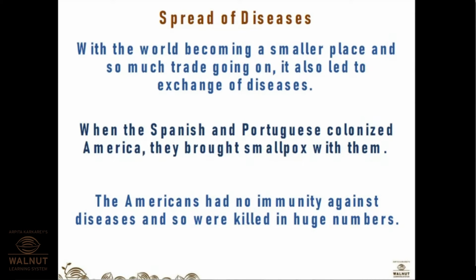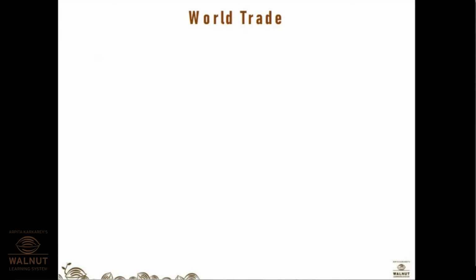So the Spanish people used smallpox as a weapon to conquer America, because they knew that the native people did not have the immunity to resist the diseases, the germs. So they started spreading these, and the people were affected and killed in huge numbers. Very few were left. Now, this was about the exchange of things, how they were coming from one place to another.